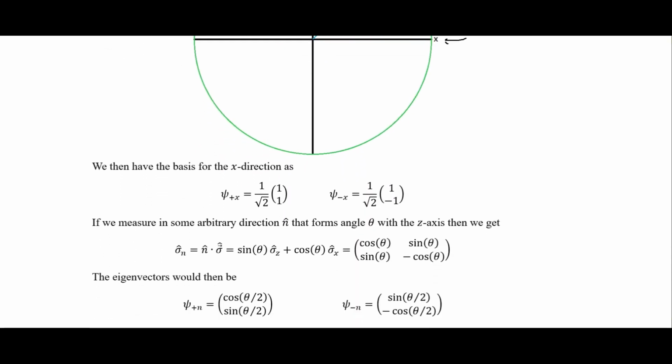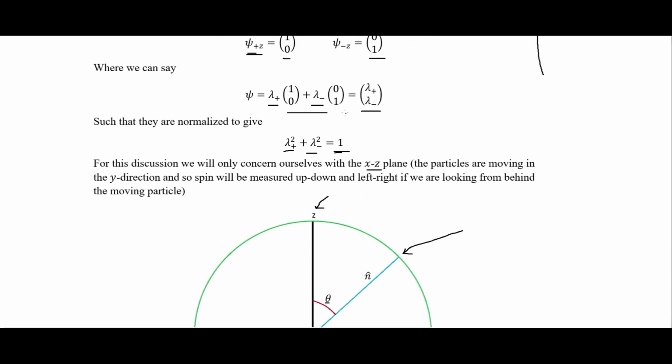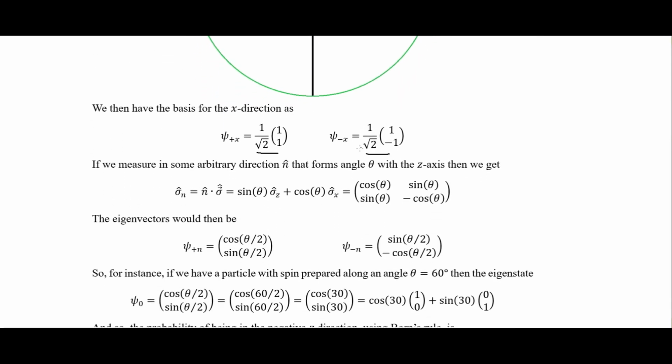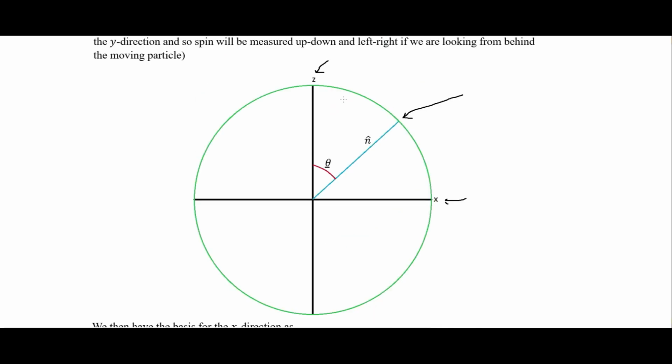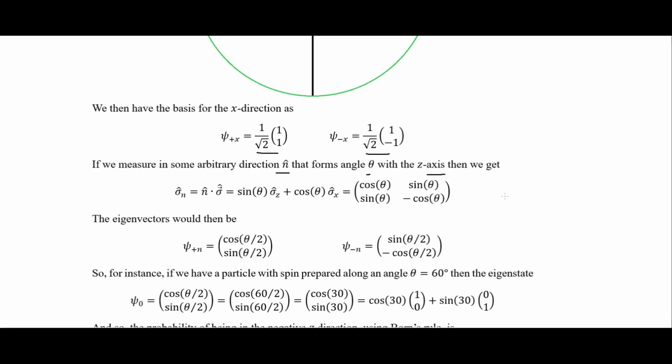So this would be the basis for the x direction if we were to measure these in the x direction. What I showed up here with the (1, 0) and the (0, 1) is the z basis up there. These would be the x basis. So if we measure some arbitrary direction n hat that forms an angle theta with the z axis, remember, we're forming this angle with the z axis because we're often using the z basis here.